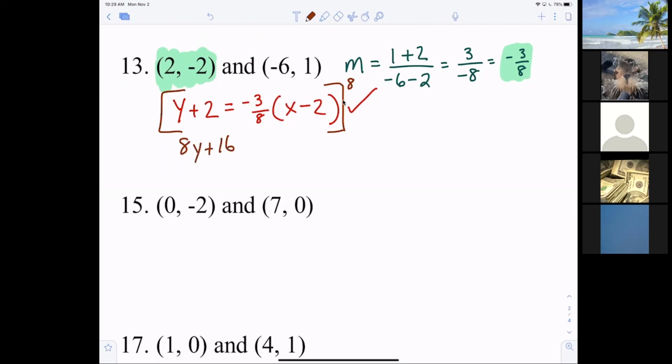Now on the right side, what happens to this divided by 8? It cancels with the what? Times 8. So that's out. So all I have to do now is distribute the what? Negative 3. Distribute the negative 3. When I distribute the negative 3, I get negative 3x plus 6.